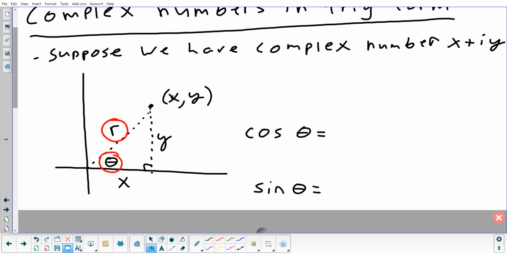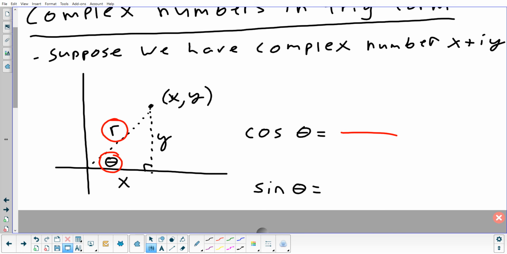And the formula has to involve those two things: the distance from the origin to your point, which is basically the absolute value, and the angle that you rotated to get to your point. I kind of gave you a hint here at what two trig functions we're going to use. We're going to use sine and cosine. Let's start with cosine.